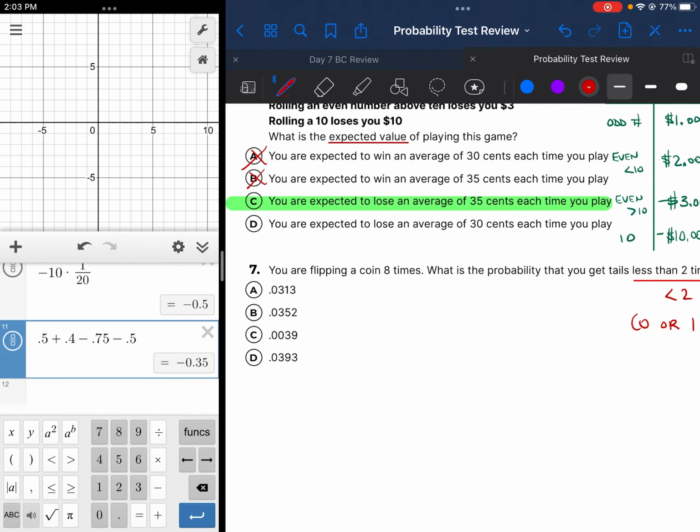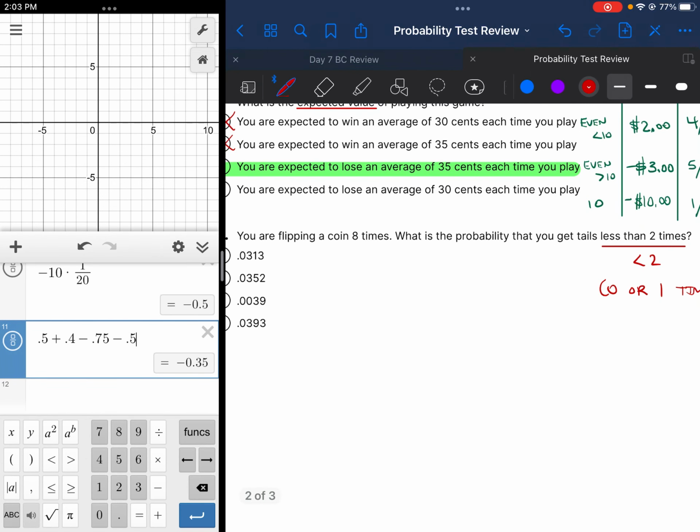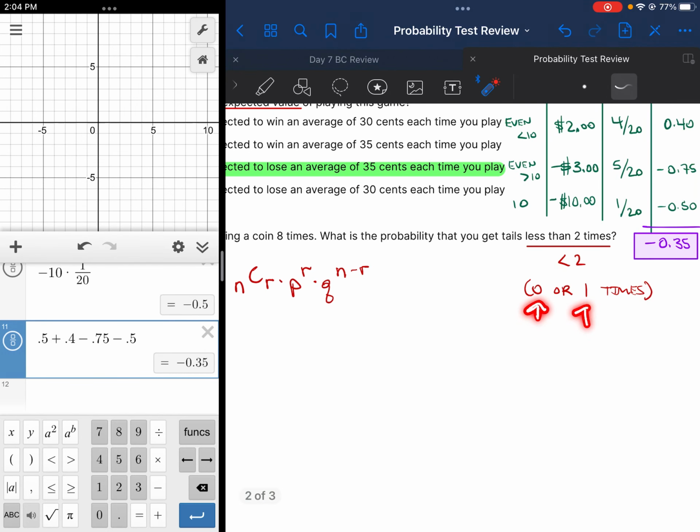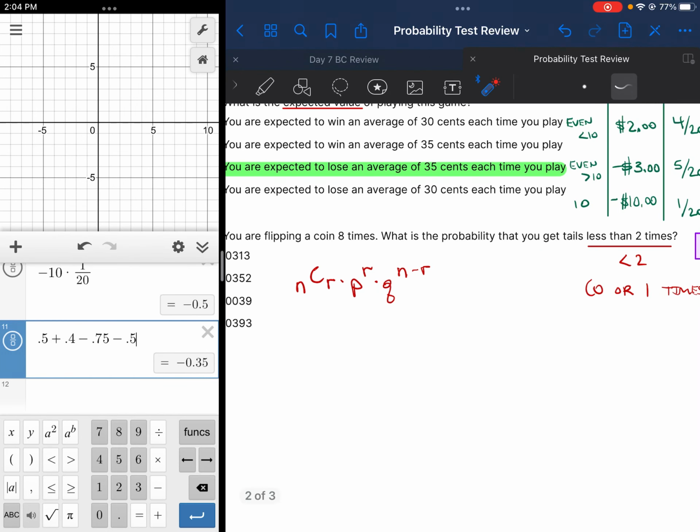So it's going to be on your formula sheet, but we are looking at NCR times P to the R power times Q to the N minus R power. I believe that's the formula there. Where remember that N is just representing, in our case here, the 8 coin flips. R is going to be 0 and 1 for the 2 different calculations that we make.